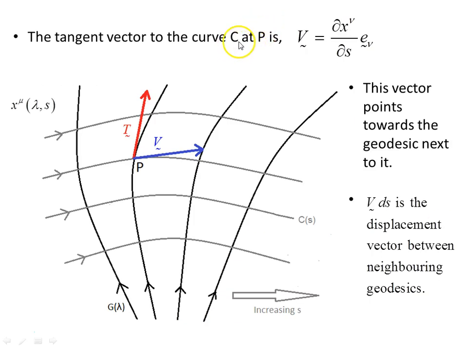Alright, now the tangent vector of the curve C at P is V, which is dx nu ds e nu. At the point P here, here's the vector V. This vector points towards the geodesic next to it, but to get the actual displacement vector, we need to form the product. The actual displacement vector from P to this point on the next geodesic is V ds, the infinitesimal differential ds, the little distance, a displacement vector between neighbouring geodesics.